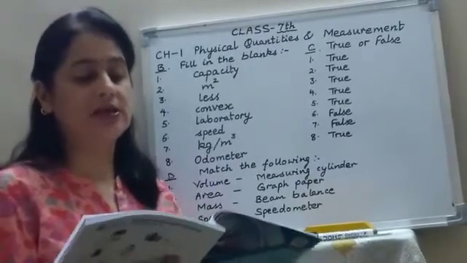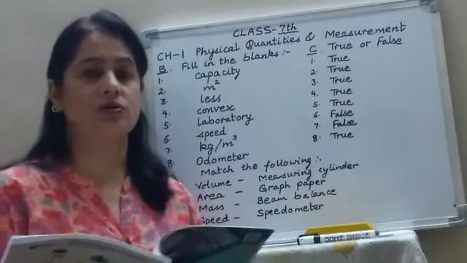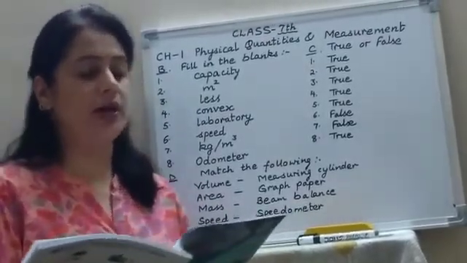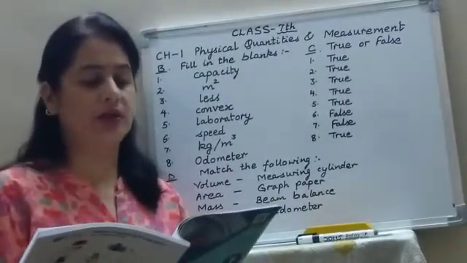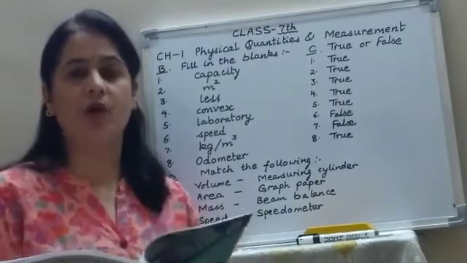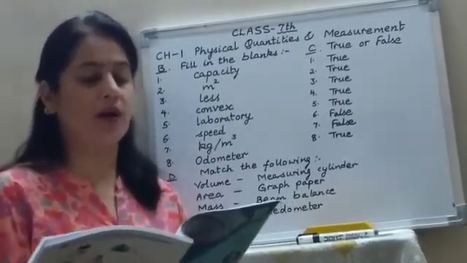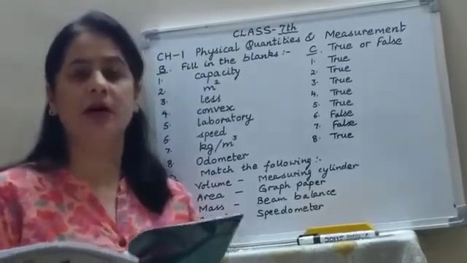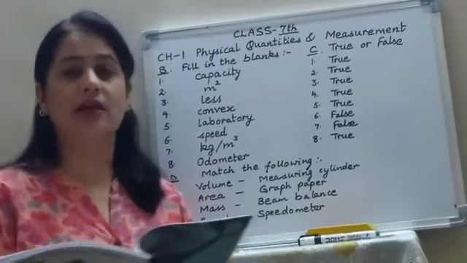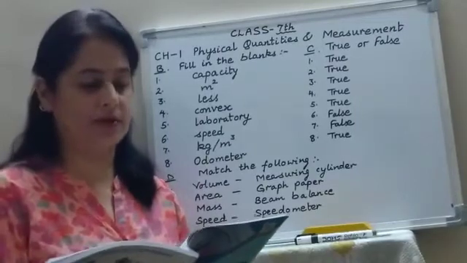Now let us see C part, meter per second. This is also a unit, and D part, millimeter per second. This can also be the unit of speed. Now 8th question is 1 kilometer per hour equals to dash meter per second. So the answer is B part, that means 5 upon 18. 1 kilometer per hour equals to 5 upon 18 meter per second. And 1 meter per second equals to 18 upon 5 kilometer per hour. So children, remember this thing.